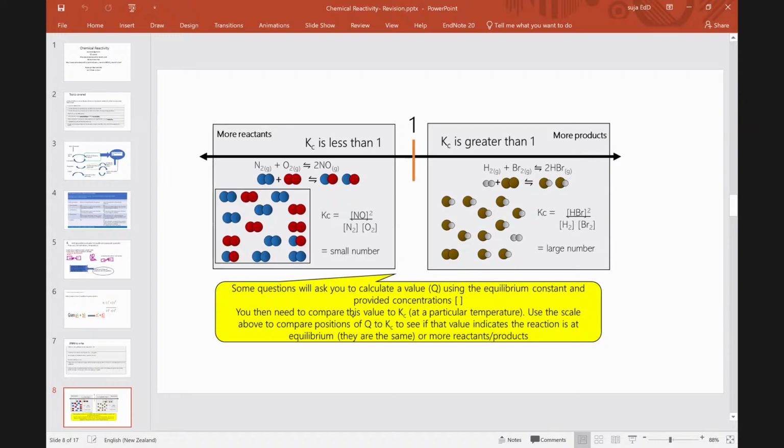So if the values both are the same, then it is at equilibrium. Or if they are not the same, so if it is more than your original value, then you have more products compared to what was originally there. If the calculation of your constant was less than what was provided to you, then you have more of the reactants compared to the products at that particular temperature. That is what you have to do.